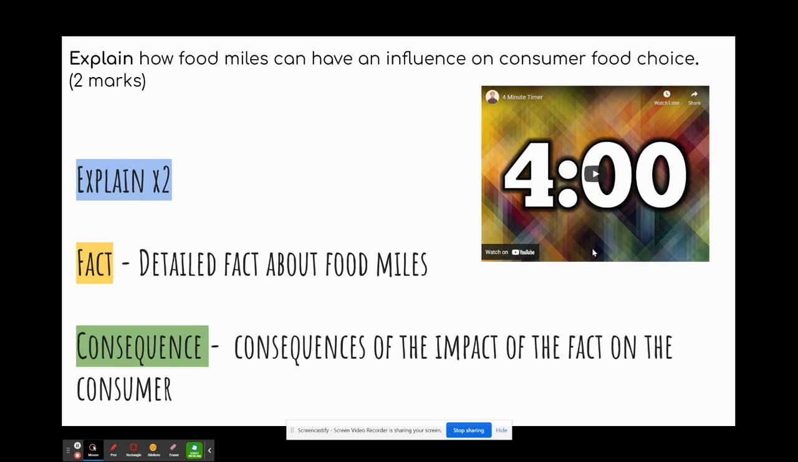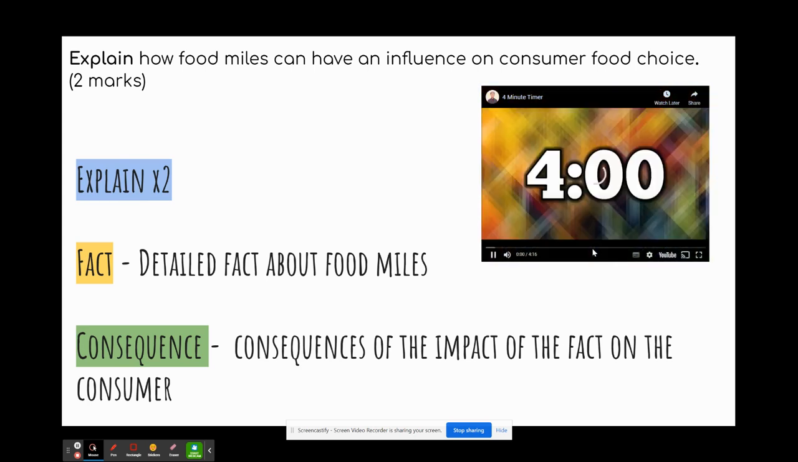Remember, these timers are here, so you can pause this just now and have a 4-minute timer for you to answer this question. We try to make it that each mark in a paper takes you roughly 2 minutes to answer. So this question's worth 2 marks, so it should take you 4 minutes to get these answers down on your paper. So you can pause it here, give yourself the time allocated and see how far you get.